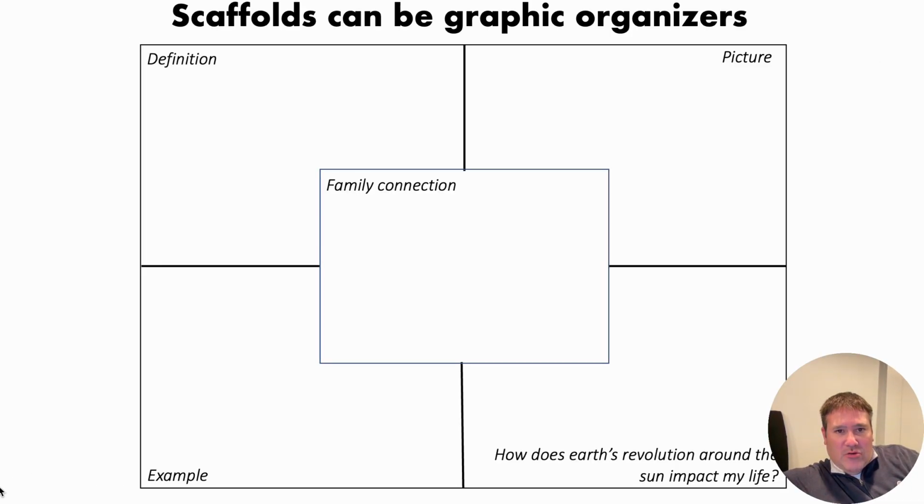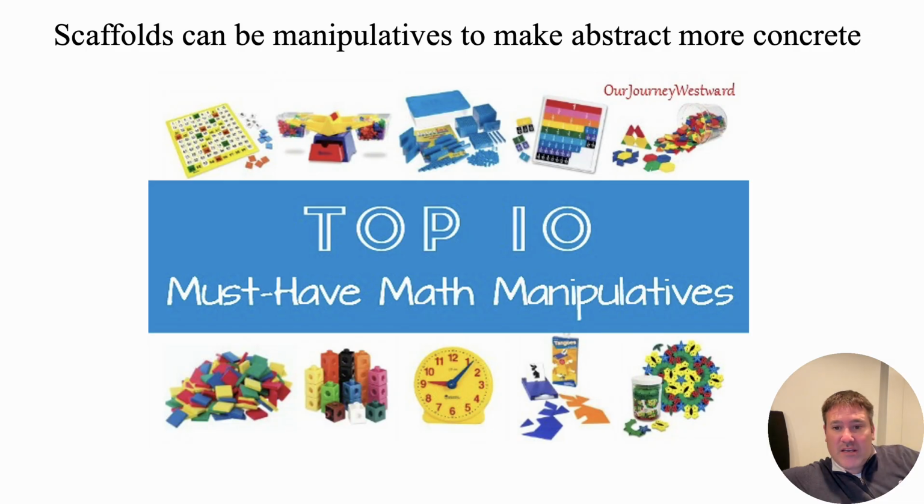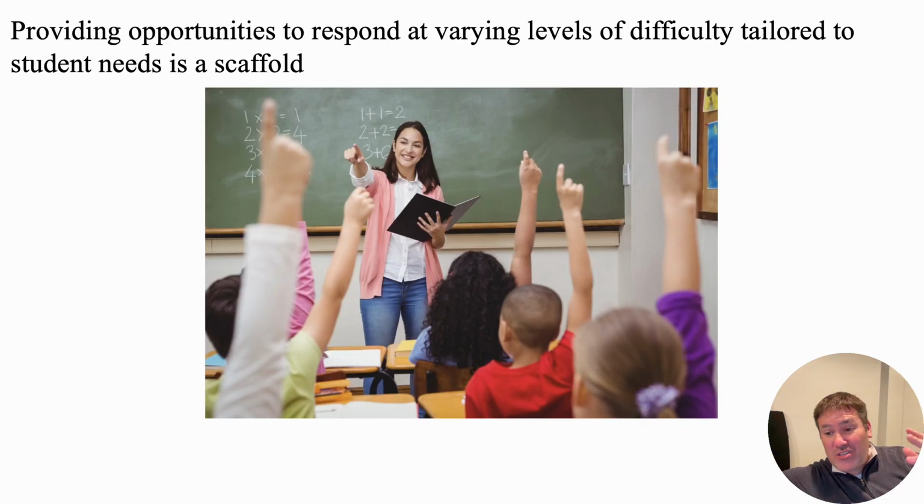Scaffolds can be graphic organizers as well. We often think about graphic organizers as scaffolds, Frayer models in this example. Content enhancement routines, which were developed at the University of Kansas Center for Research on Learning. Using math manipulatives. This is one of the most classic examples of scaffolded supports. Use of calculators. These days, ChatGPT and other kinds of technology-based supports. But also, it doesn't have to be something you touch and use.